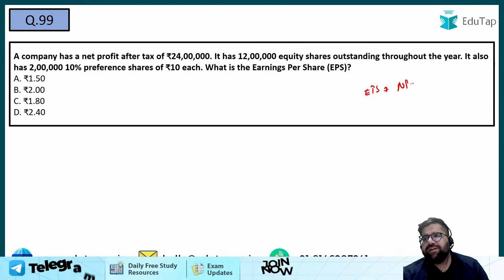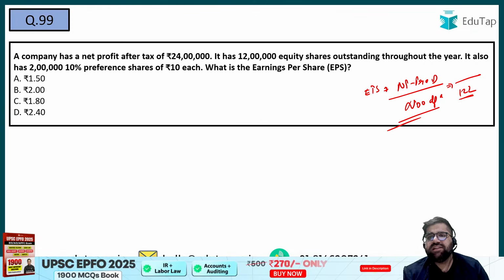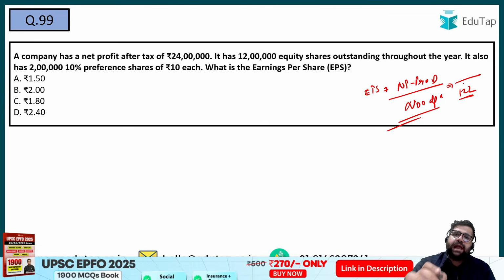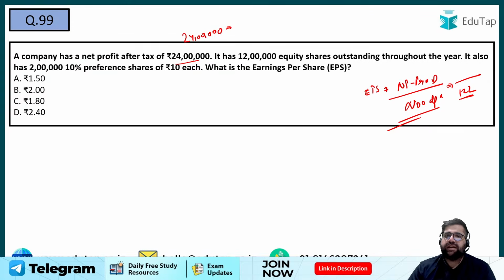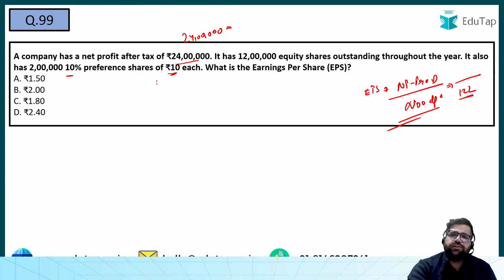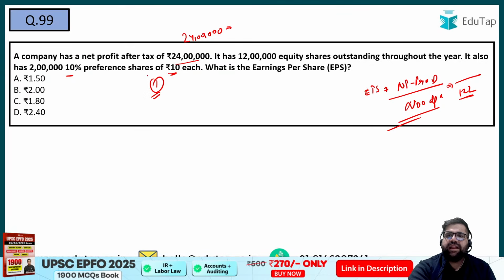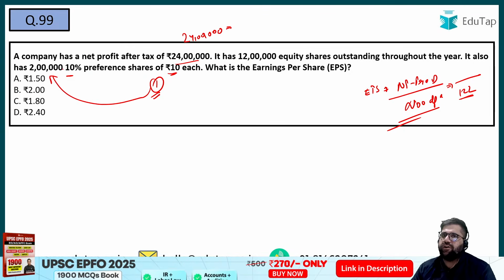EPS is your net profit minus your preference dividend divided by number of equity shares. Right? The number of equity shares has been given directly, 12 lakh. Profit after tax is 24 lakh and you have to calculate the preference dividend. Preference dividend is 10% of preference shares of 10 each. So dividend is always calculated on face value. So your dividend is 1 rupee, right? 10% of 10. This 1 rupee you have to give on 2 lakh preference shares.